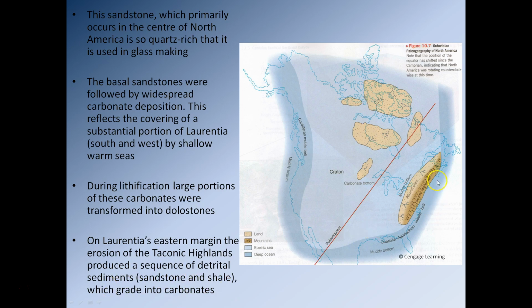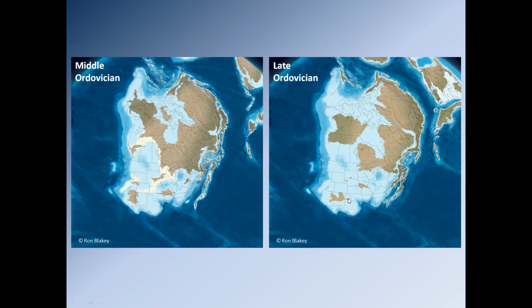That's because obviously you have an area of high ground forming. That area of high ground is exposed to the atmosphere, and so it can be eroded, producing detrital sediment. And so the area around the Taconic highlands is going to be dominated by clastic sediment, but as soon as you move away from that area, you're going to be heading back onto the carbonate shelf. So okay, this is our situation.